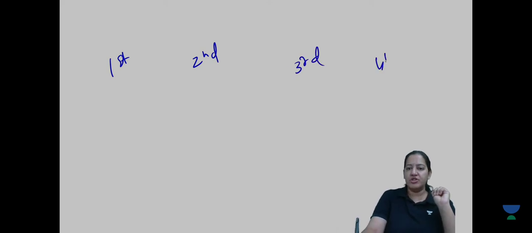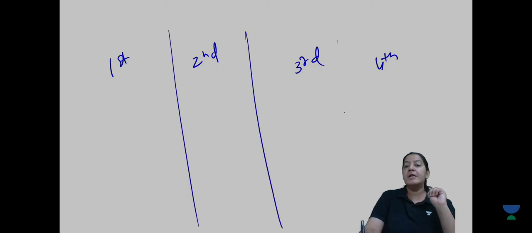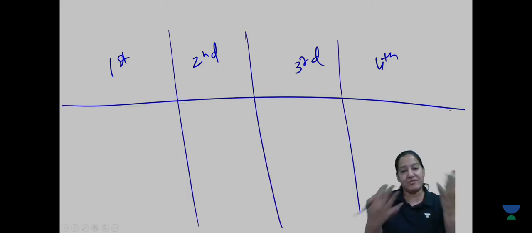In the classification, let me tell you there are 4 generations. First generation, second generation, third generation, fourth generation. What do you mean by generation? So the generation is based on the spectrum.